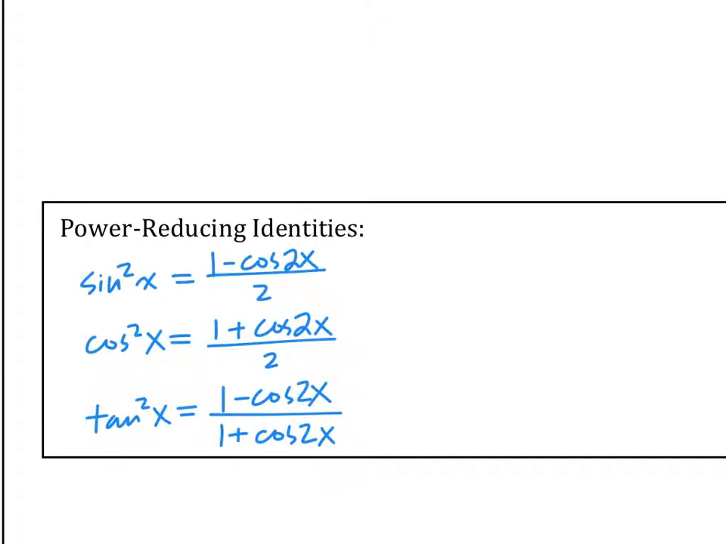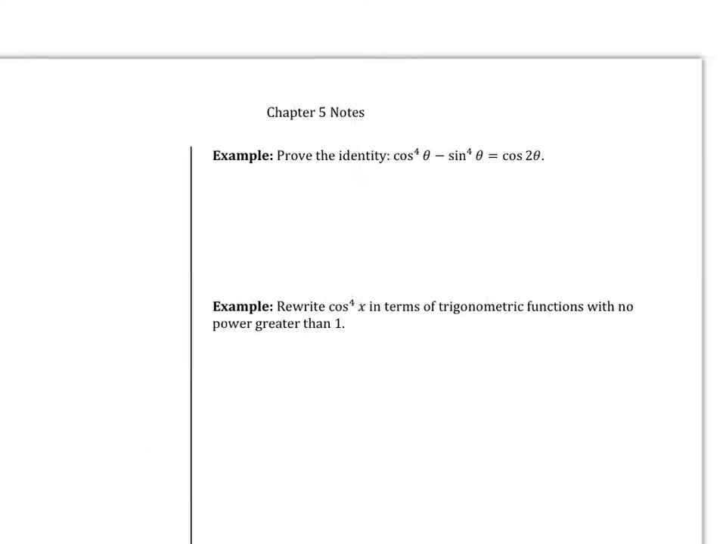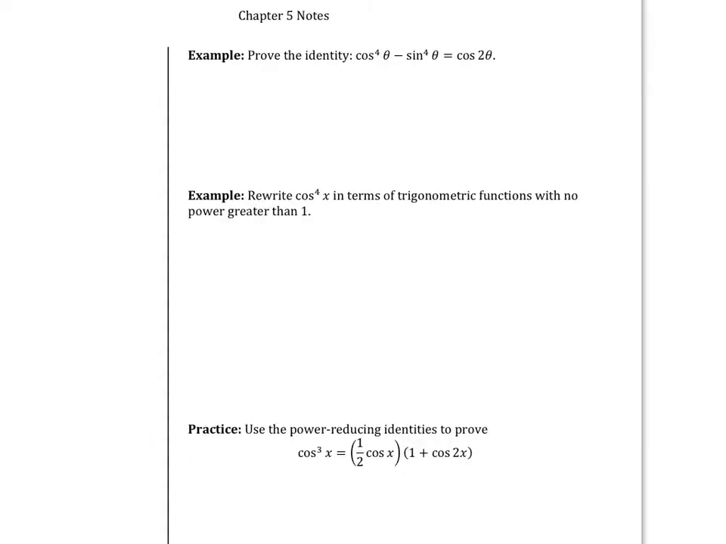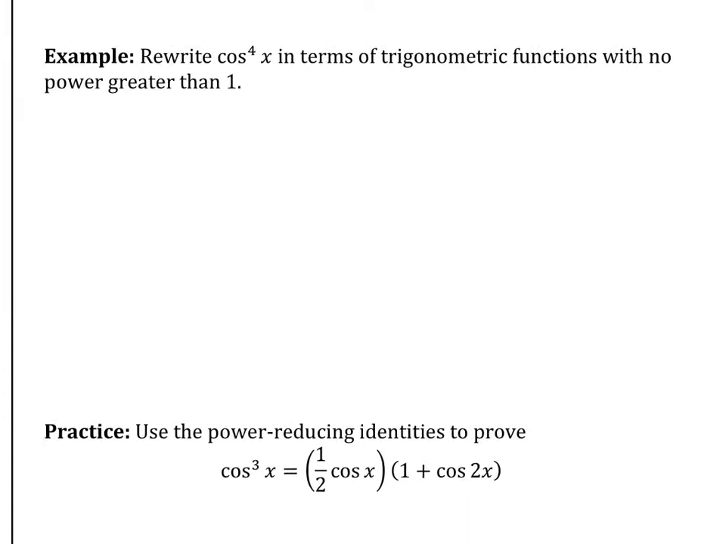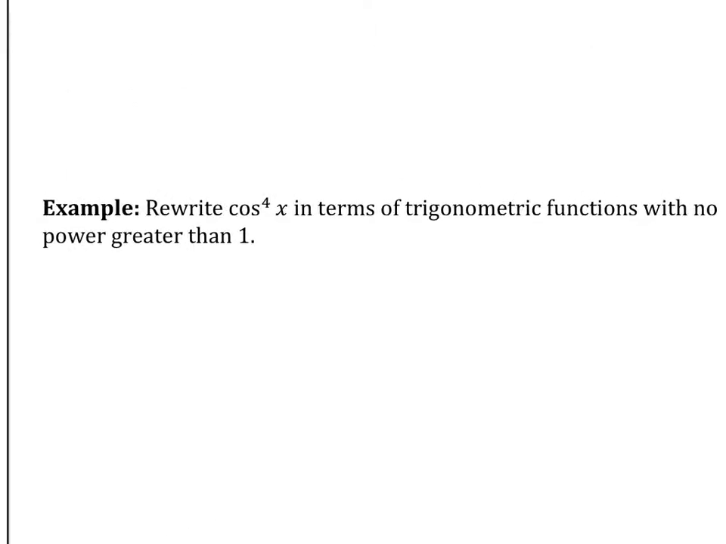Okay, so let's take a look at a problem. Let's try this one. Rewrite cosine to the fourth x in terms of trigonometric functions with no power greater than 1. It is not sufficient to just write it as cosine x times cosine x times cosine x times cosine x, four times. They want you to change it so that you cannot multiply it back together and get a power higher than 1. We have no choice but to use the power reducing identity.